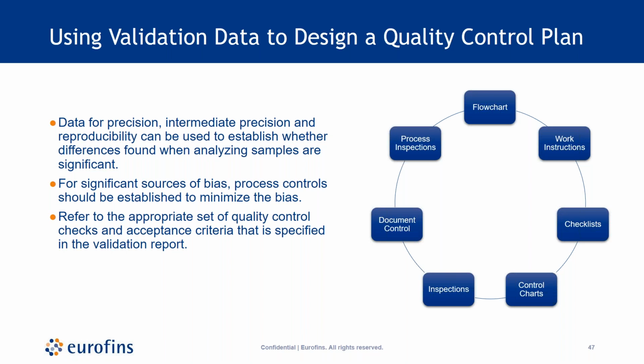So using the validation data to design a quality control plan is a critical part of the validation process, to ensure that the results that you're producing are reliable. Tools that you can use for this include flowcharts and work instructions, job aids, checklists, control charting, process inspections, phase inspections. But mainly it's important to just make sure that all of the controls are in place to make sure that you're monitoring the quality of the results that are going out of the laboratory. Next slide, please.